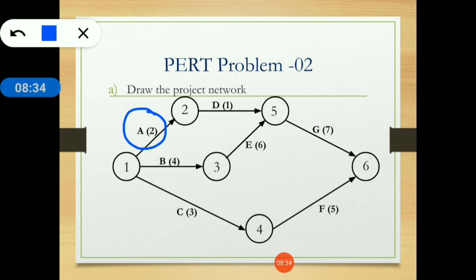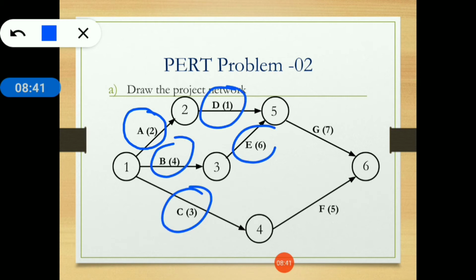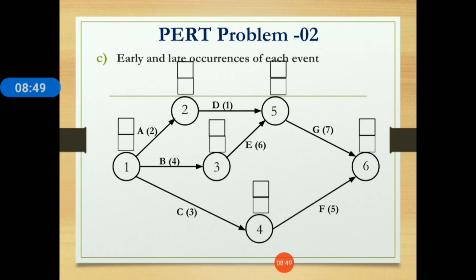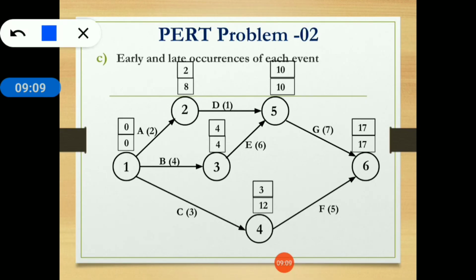Suppose I have considered this 1 to 2 activity as A. Likewise, this is D, B. So I have just mentioned all these expected times that we have calculated. Now using these expected times, find out the early and late occurrence. So early and late occurrence is the earliest start time and latest finish time. So I have just calculated this.